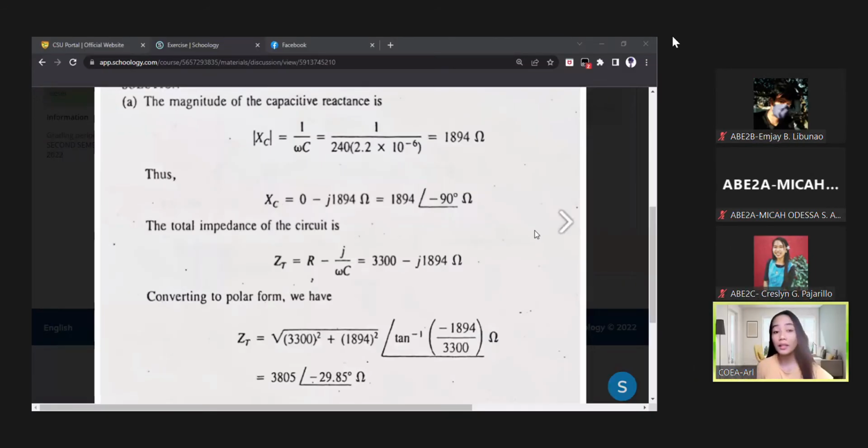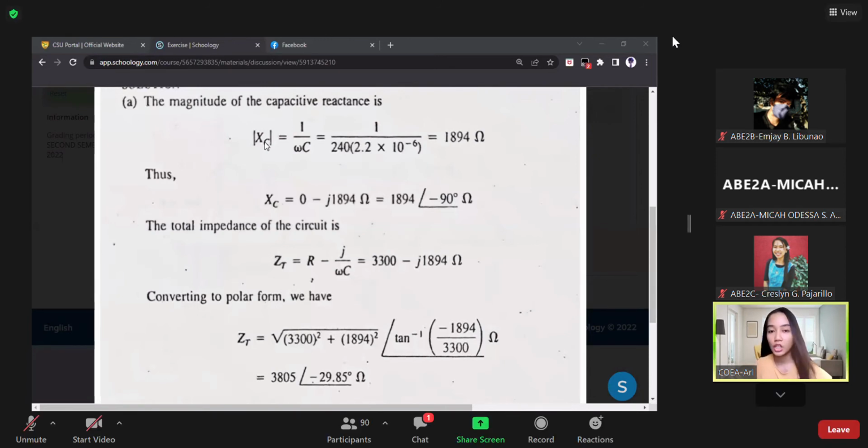Since we are only looking for the magnitude, we consider the whole number, 1893.93, the entire number without the angle. If it is not indicated that only the magnitude is being asked, you should indicate the angle, negative 90 degrees or negative J. They are always the inverse of the inductance or the inductive reactance.